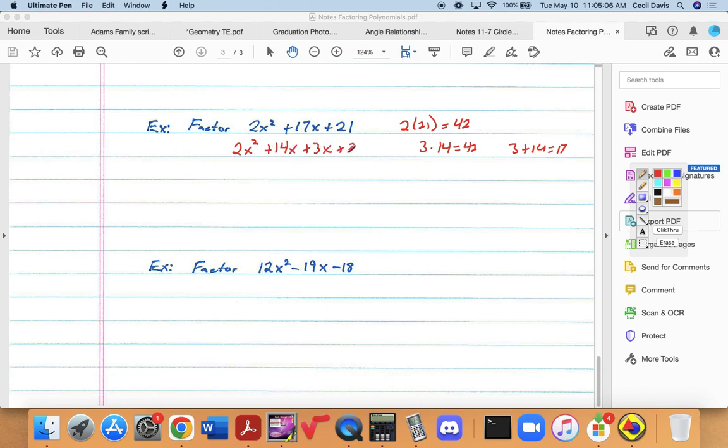Plus 3x plus 21. So we've just split the middle term. Now we want to factor the first two and then the second two. What can I factor out of the first two? 2x. And that'll be x plus 7. What can I factor out of the second two? 3. It should always work out that we get the same binomial. So it's 2x plus 3 times x plus 7.